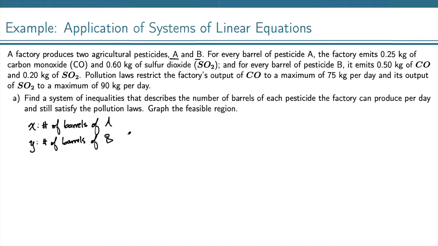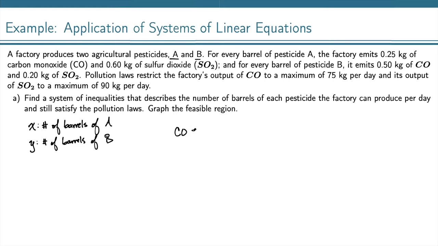So first of all, I like to start with the information that's just stated. We know that the factory emits 0.25 kilograms of carbon monoxide and 0.6 kilograms of sulfur dioxide. And then barrel B does different values of those two things. So what we're going to do is have an inequality for carbon monoxide and an inequality for sulfur dioxide. So, carbon monoxide.